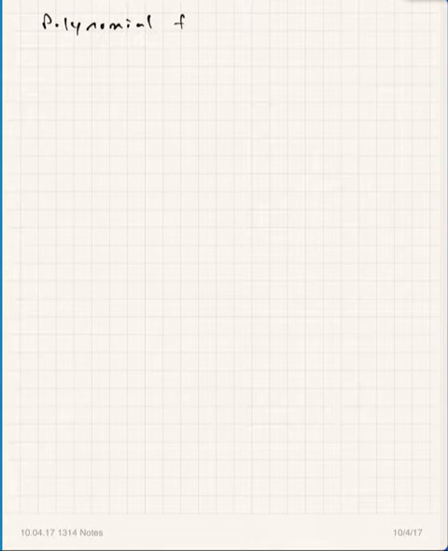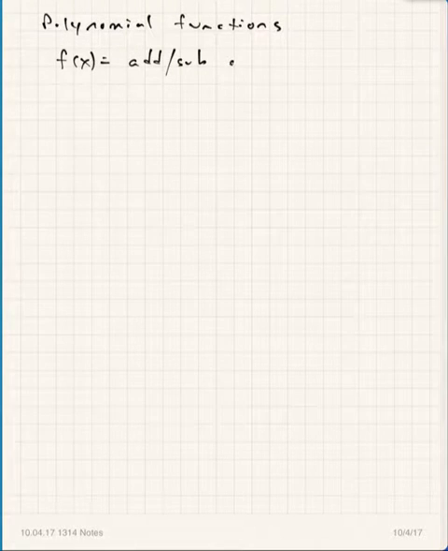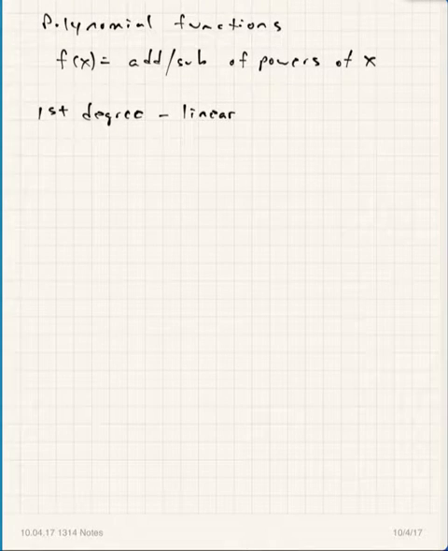Right, and so polynomial functions, remember, are functions that are in this form: f of x equals, and I'm just going to write this as addition, subtraction of powers of x. So you just have a bunch of powers of x added or subtracted together, and so that's what you're talking about with a polynomial function. First degree polynomial functions are linear functions. That's what we covered in section 4.1.